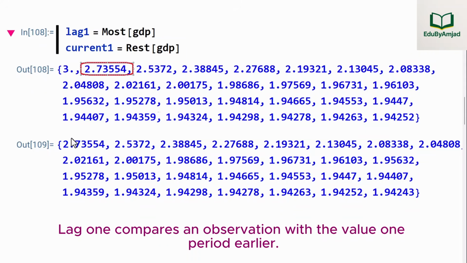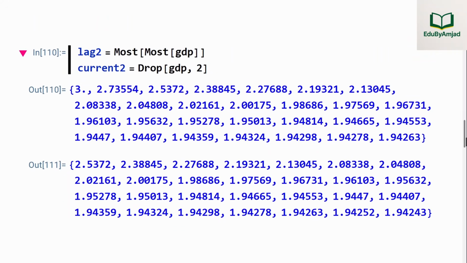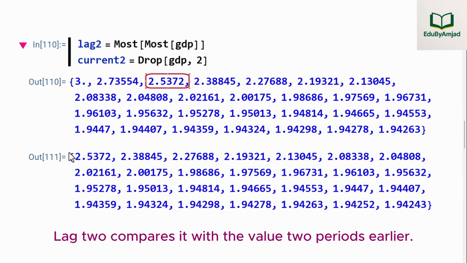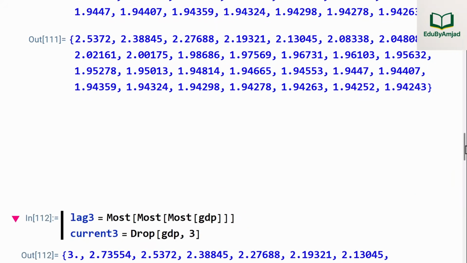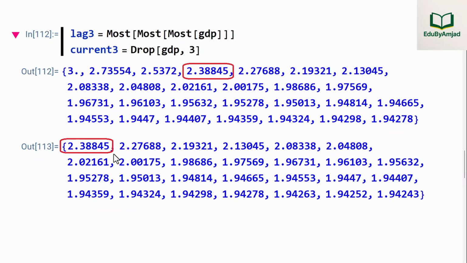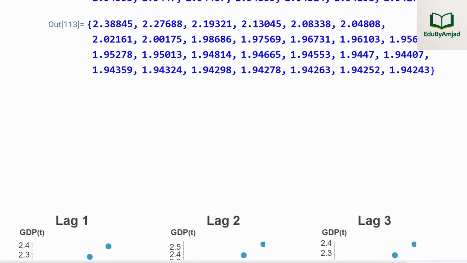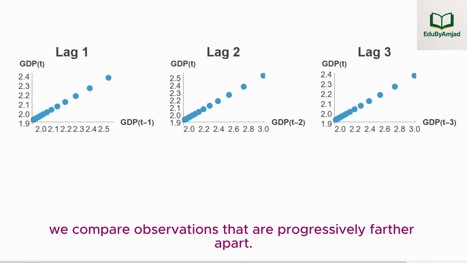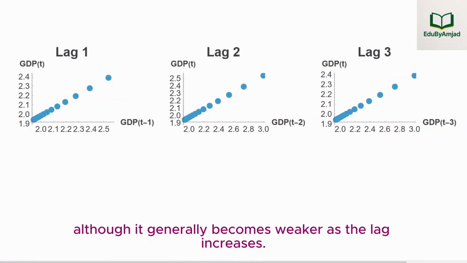Lag 1 compares an observation with the value 1 period earlier. Lag 2 compares it with the value 2 periods earlier. Lag 3 compares it with the value 3 periods earlier. The same idea continues for higher order lags. As the lag increases, we compare observations that are progressively farther apart. For a persistent series, the relationship may remain positive for several lags, although it generally becomes weaker as the lag increases.